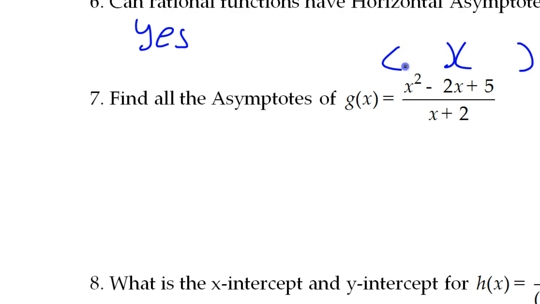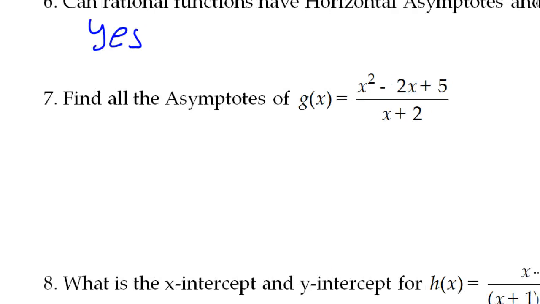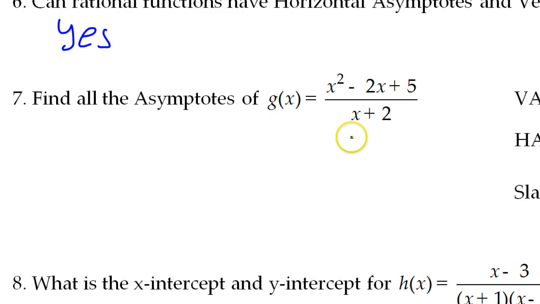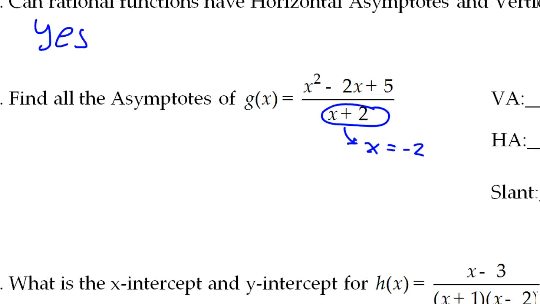So if you try to factor this, x squared is x times x. 5 can only be 5 and 1. Inner plus outer has to equal middle. There's no way that you can make a negative 2x out of this. So this is not factorable, but you should always check to see. So since nothing cancels out, I can go on with the process. The vertical asymptote is going to come from the denominator here. So that's going to give me a vertical asymptote of x equals negative 2.